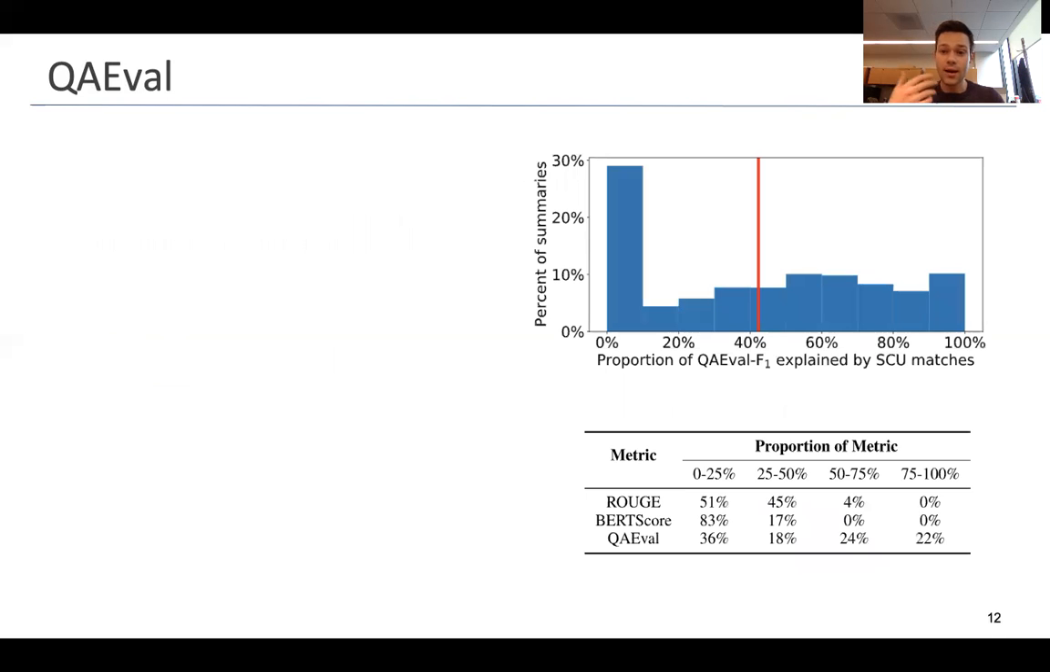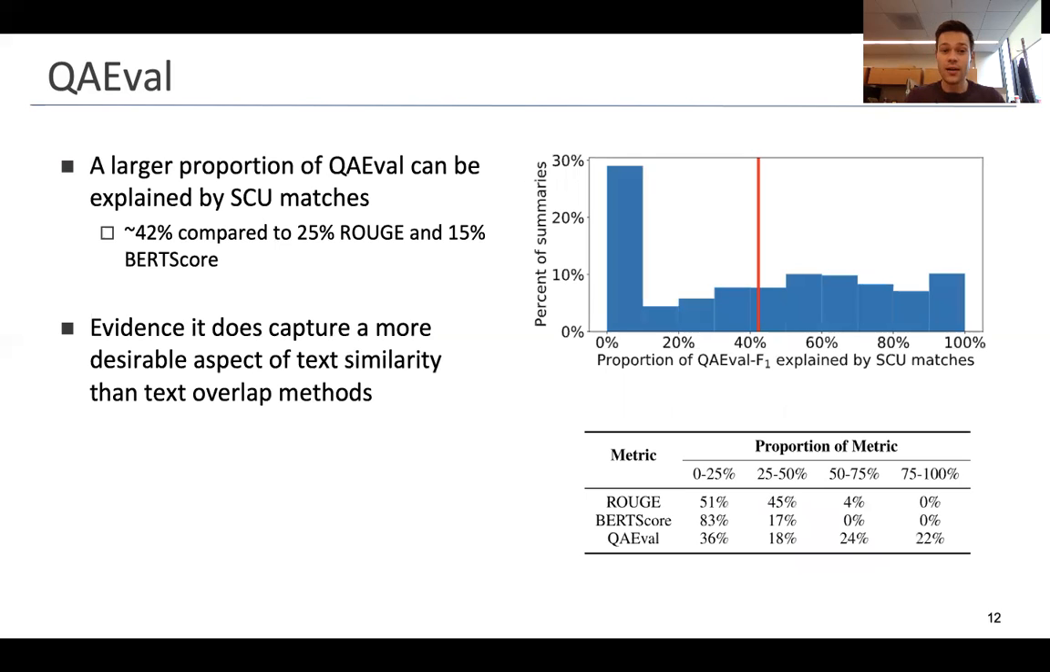And so if we repeat the analysis which we did before, we actually find that on average, about 42% of QAEval can be explained by such SCU matches, compared to the 25 and 15% of Rouge and BERT score. And there's a large number of instances for which a larger proportion of the QAEval score can be explained by such SCU matches. And we think that this is preliminary evidence that it actually is capturing something more desirable that we'd like to measure in our summaries.